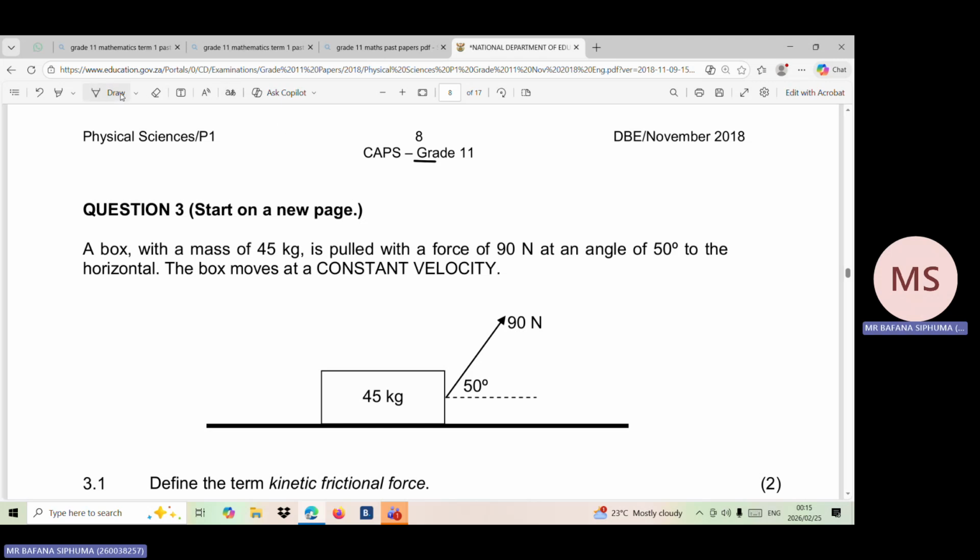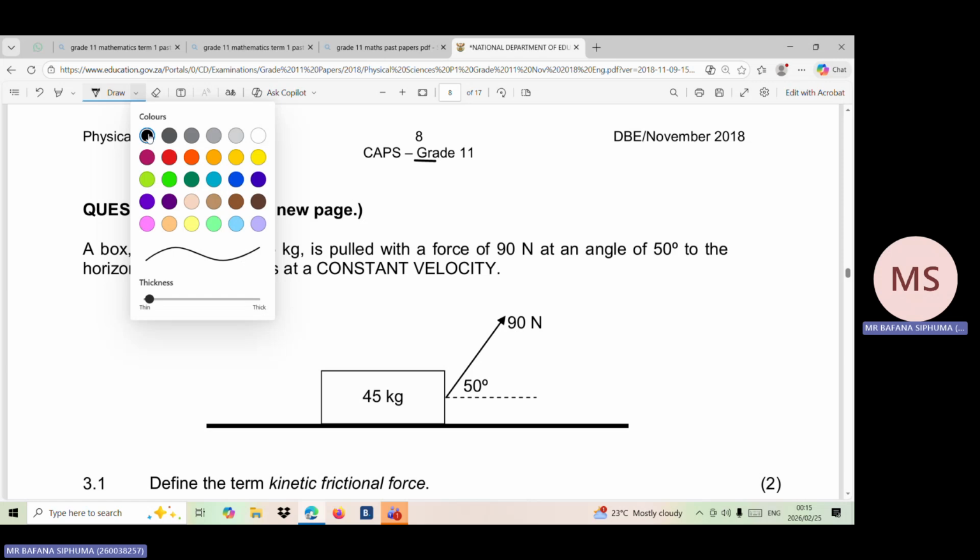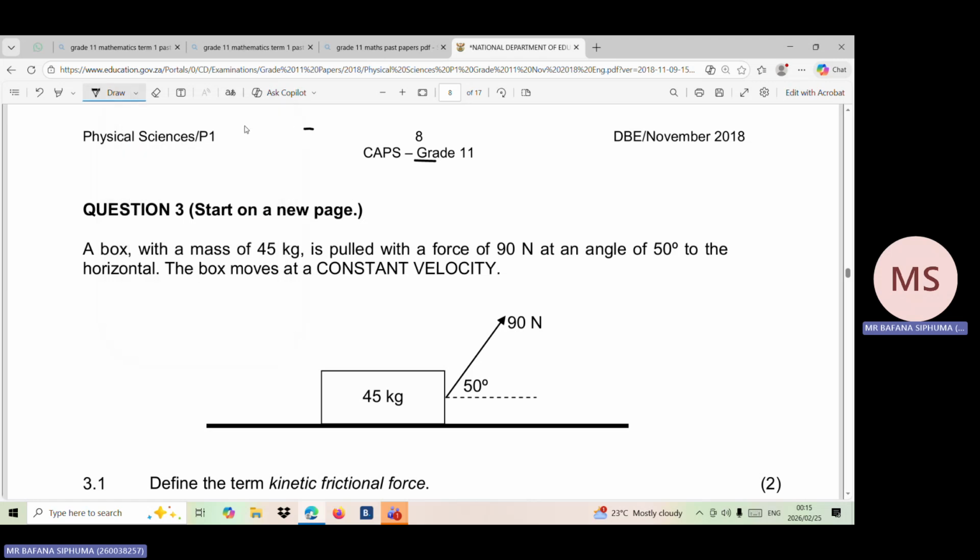It's a DBE 2018 question paper. It was nice. So let me set up my marker right there, and then we dive into action.